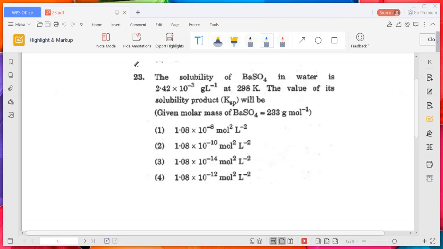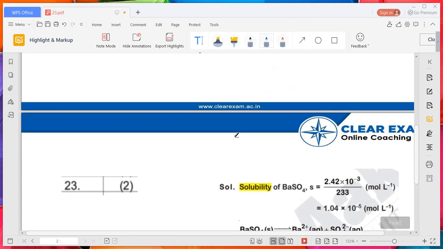This is the question. The solubility of BaSO4 in water is 2.42 × 10^-3. The value of its solubility product Ksp is what we have to find. What is the option among the four? 1.08 × 10^-8, 10^-10, 10^-14 and 10^-12.